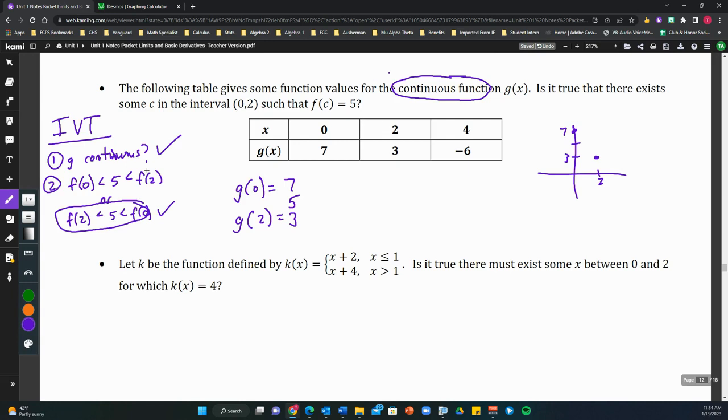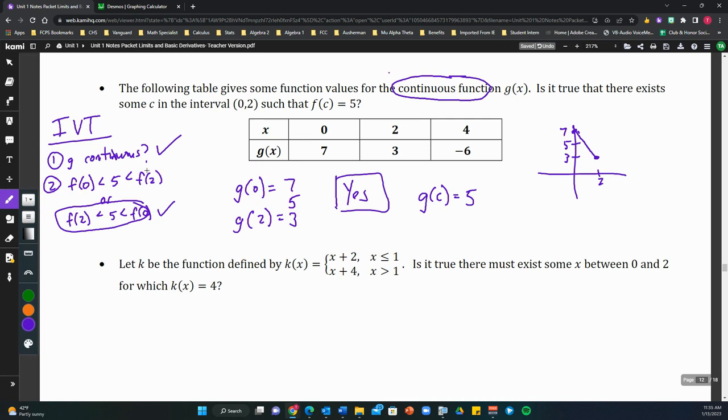But because our desired y value exists between the two y values at our endpoints, we know for sure somewhere, the only way I can connect these two dots with a continuous curve is to at some point pass through the y value of 5. It could happen more than once, but we definitely know that it happens at least one time. So in this case, yes, the intermediate value theorem applies. So that means there must be at least one place where f of c, or excuse me, this should say g of c, is equal to 5.